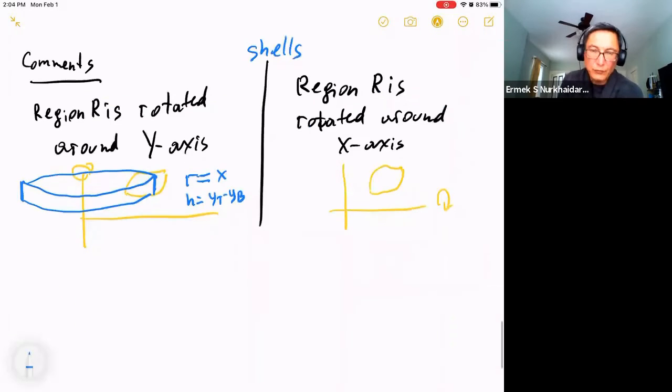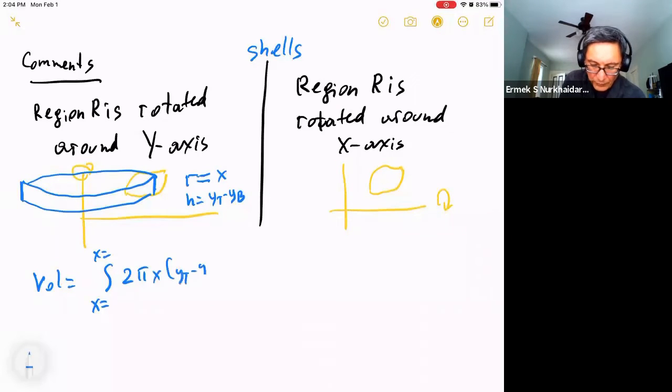So for the first case, when we are rotating around the y-axis, the integral for volume is going to be the integral, x equals, 2 pi x, y top minus y bottom, dx. So that's for the first one.